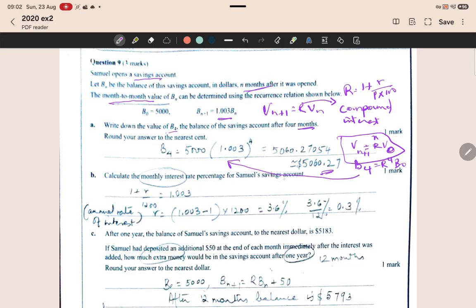Calculate the monthly rate of interest. Now the monthly rate of interest is the annual rate of interest divided by 12. Now as I told you previously, this can be written as 1 plus 0.003. So R over 1200 is equal to this part. So you can actually say R is equal to 0.003 times 1200, which usually gets you the mark if it's a show that question, and that gives you 3.6, and that divided by 12 will give me 0.3%.